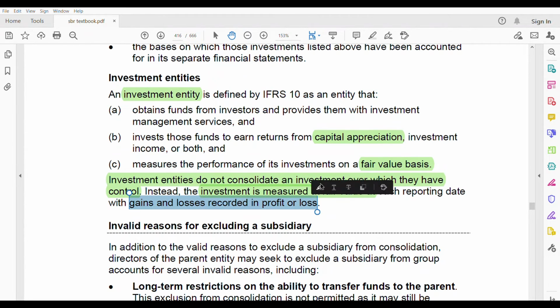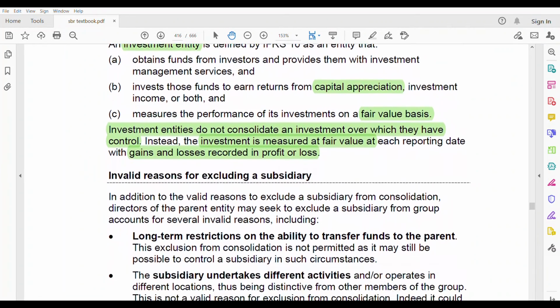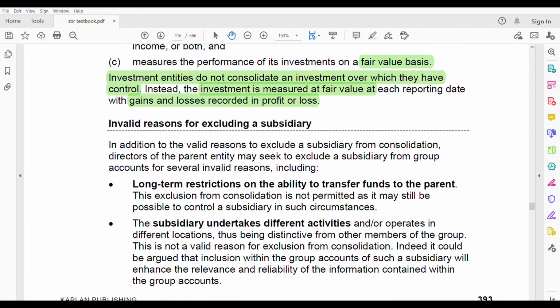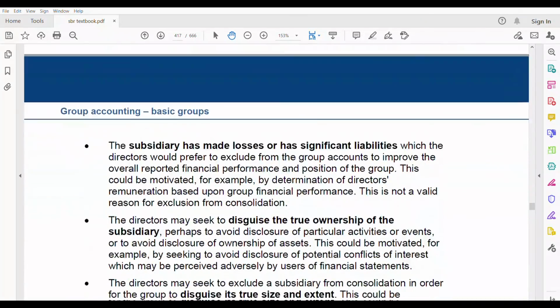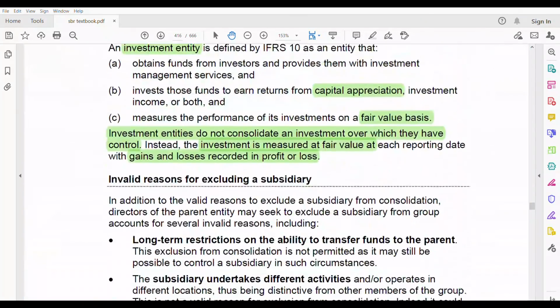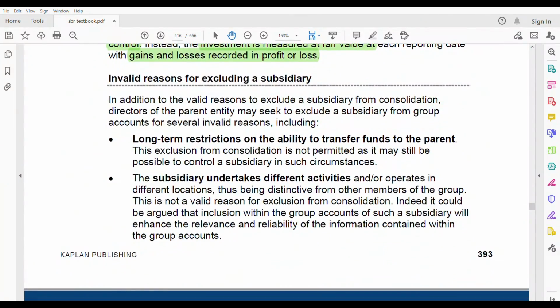Okay. Now, these are some invalid reasons for excluding a subsidiary. That means you cannot use these reasons. There's a long list of reasons, five reasons are there. Directors of the parent, but still parents may want to exclude a subsidiary based on these invalid reasons.